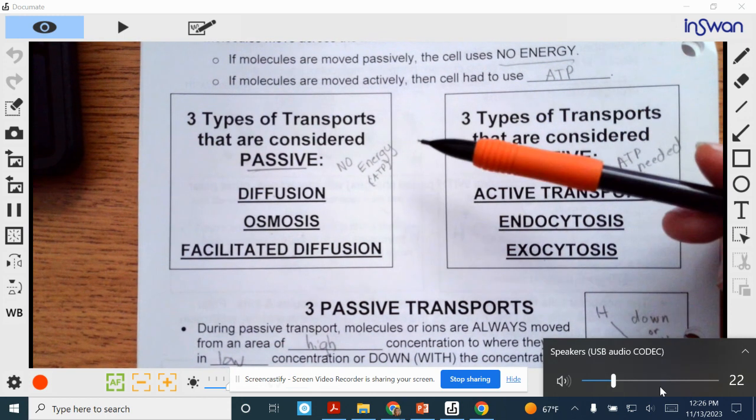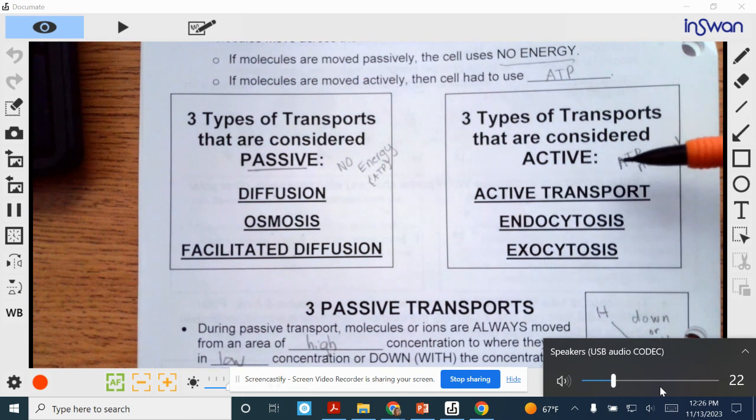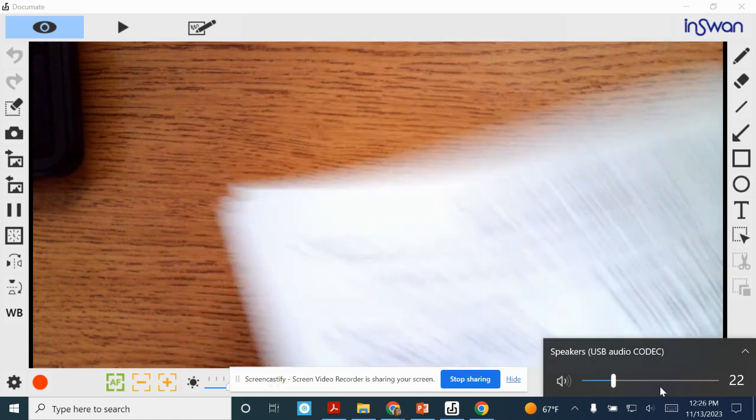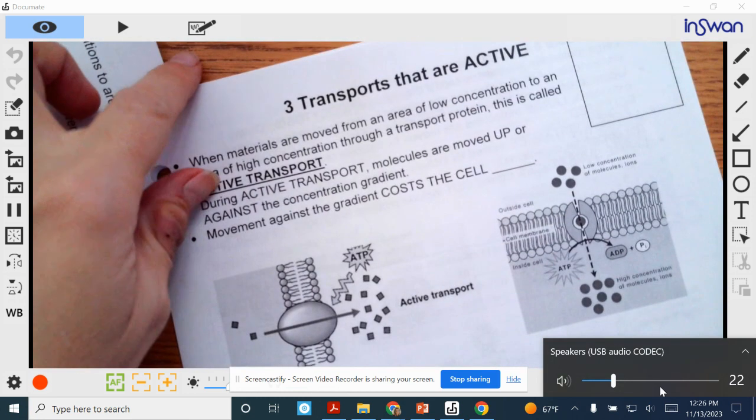So remember, a passive person doesn't get too excited or too energetic about anything. They're very passive, very calm. Active, think lots of energy. ATP is going to be used by the cell. Now we're going to go ahead and move to the section where we start active transport. This is on page 9.